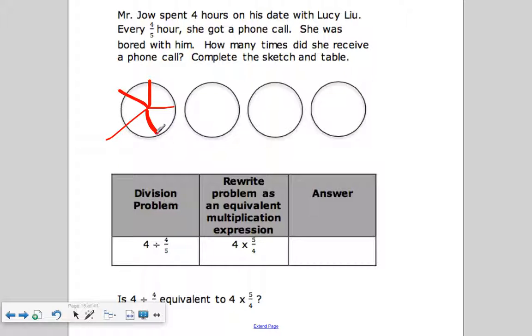Because every 4/5 hour, she gets a phone call. I'm sad about that.